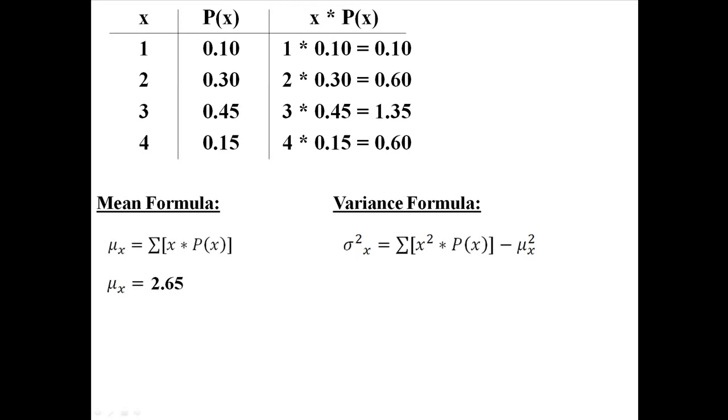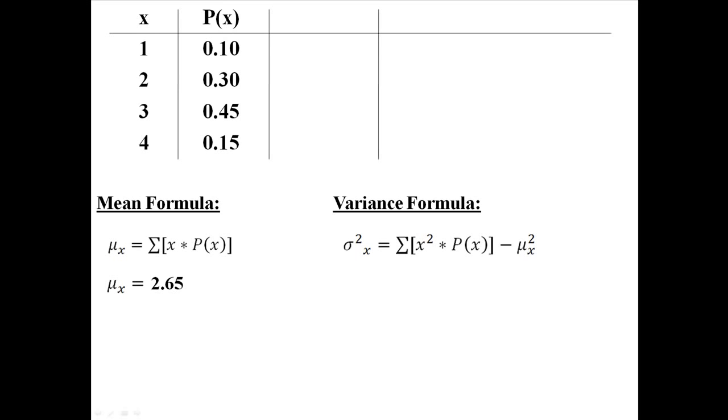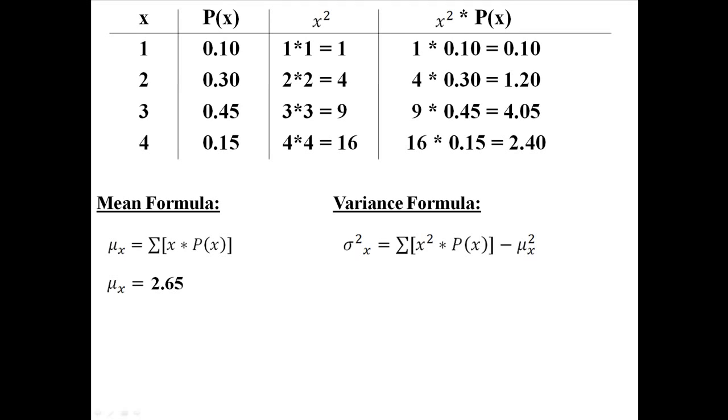So here we go. We already know that the mean is 2.65, so we have that done already. Now I'm going to make this table up here where we're going to need to find out what each x squared is, just like that. So 1 squared is 1, 2 squared is 4, and so on. So we come up with those 4 values, 1, 4, 9, and 16. And then in the next column, we need to find out what each x squared times their associated probability is. So it would look something like this.